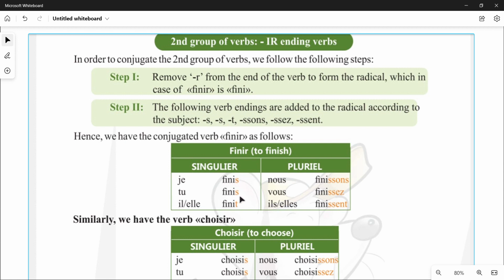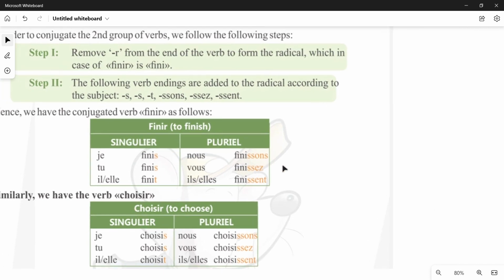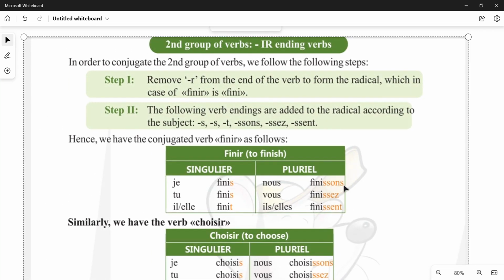And in the second case again, we will remove R and add the second key ending, which is S. Again with the third one, we have to remove R and add the third key ending, which is T, finit. Now in the fourth case, we have to remove R and add double S ONS. And then in the fifth case, we have to remove R again and add the fifth key ending, which is double S EZ. And in the last one, we remove R first of all and then add the last key ending. This is how your second group of verbs is conjugated. This is how you will simply conjugate the IR ending verbs.